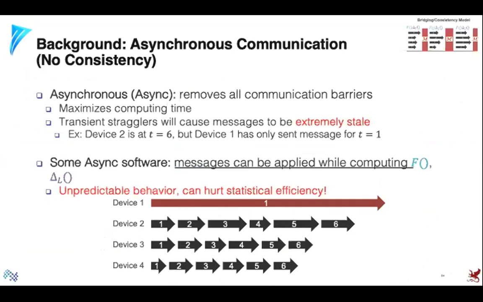It has no communication barriers. Devices won't ever wait for each other, so the time spent computing is maximized. But transient stragglers will cause messages to be extremely stale under asynchronous. And we'll have to see what those consequences are on the next slide.